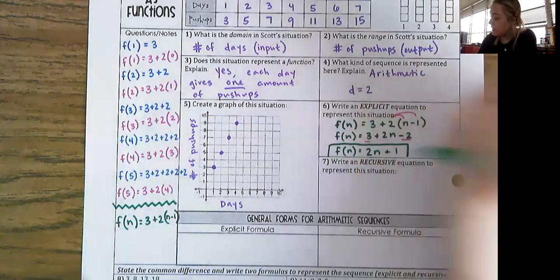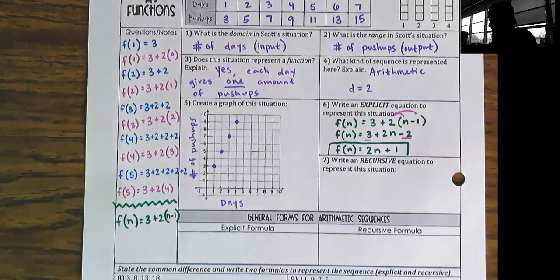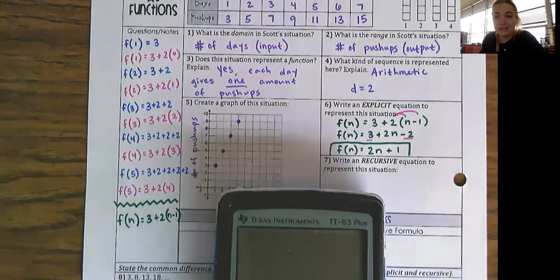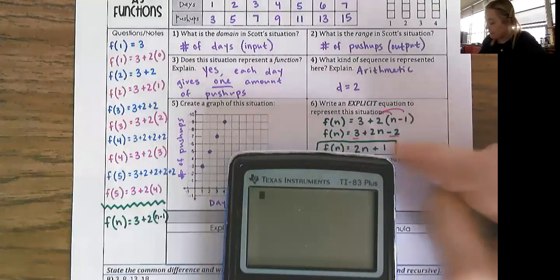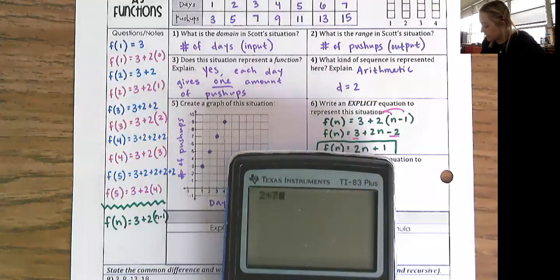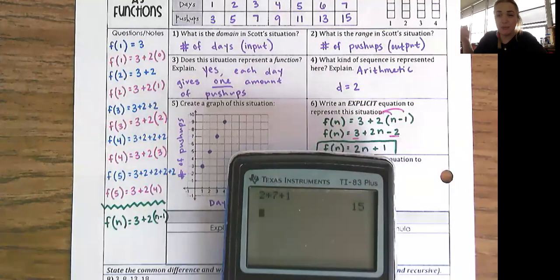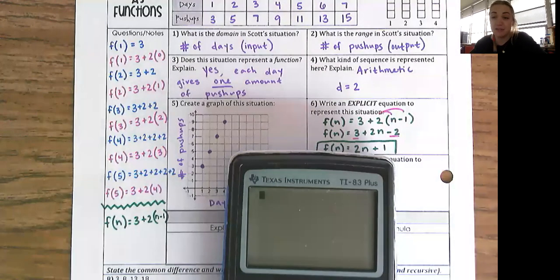Why is that equation helpful? Well, before, to find any one of Scott's number of push-ups on his day, we had to add 2 to all the ones before it. Now, let's do a little bit of math. If I were going to find day 7, I could do 2 times 7 plus 1. And I know that Scott did 15 push-ups on day 7, which I already knew, but I was just double checking to show you it works. Let's figure out how many push-ups Scott does after 2 months, which would be about 60 days. We would do 2 times 60 plus 1, 121 push-ups.